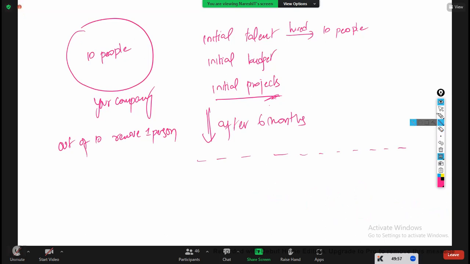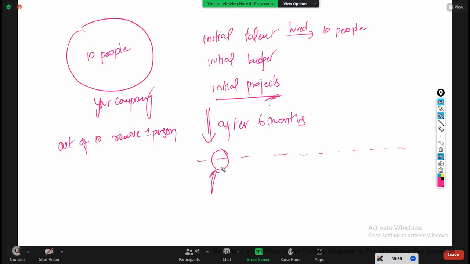If we apply the feature extraction technique on the same example, what happens? For example, you want to remove this person. But this person also has some talent, right? Compared to others the talent is low, but some talent is there. Whatever talent he has, we have to utilize him before removing him.